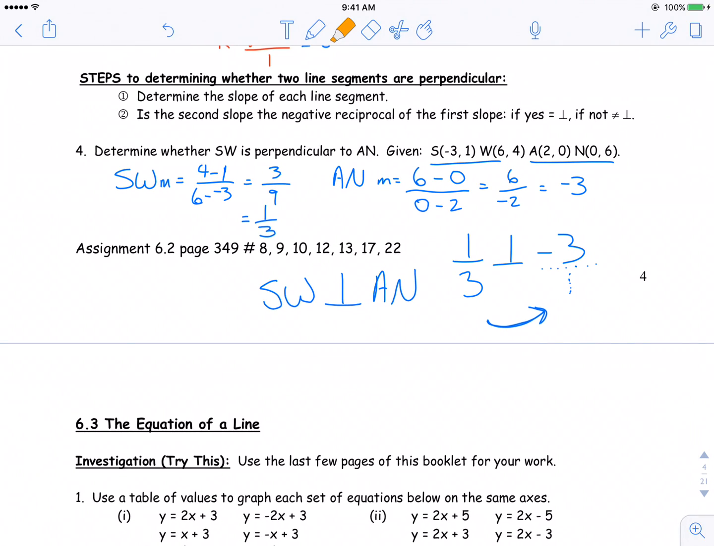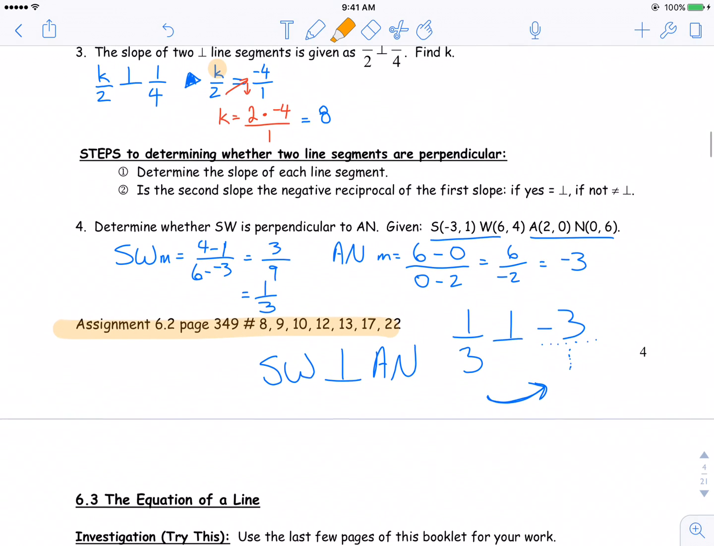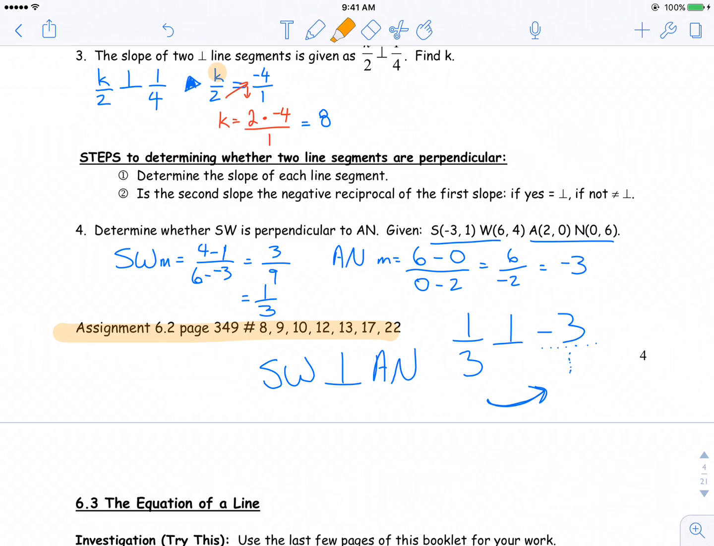And be done. Some assignment questions right here. 6.3 is an investigation. I'll talk about that in a video, and then we'll see where it goes from there. Otherwise, you've got some assignment work to do for 6.2. Remember, the only way that you can get better at any of this is to practice, practice, practice.